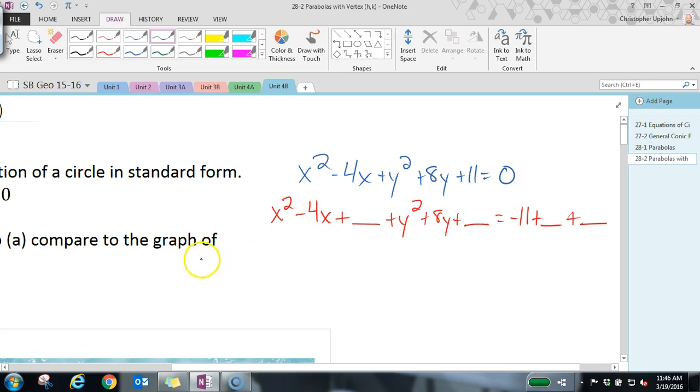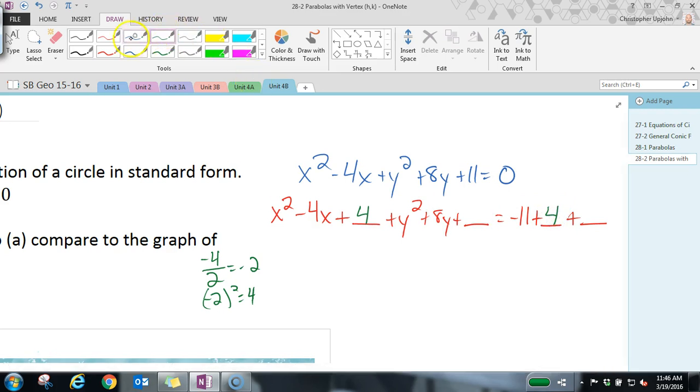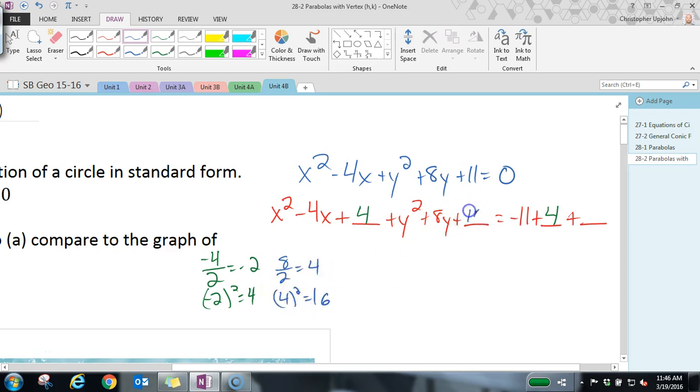So we look at the negative 4 divided by 2, and negative 2 squared is 4. We're adding 4 here and 4 here. We do the same thing with our 8. We divide by 2, which is 4, and 4 squared is 16. That's what I added, 16.